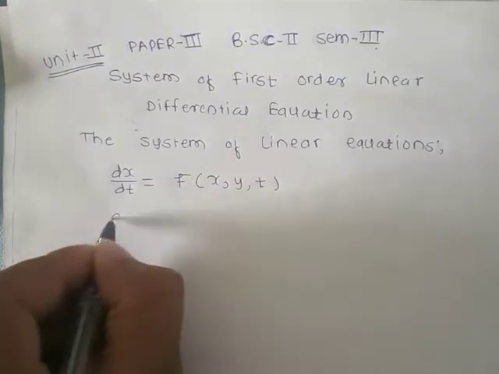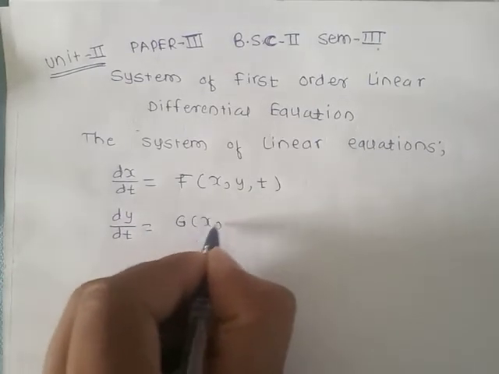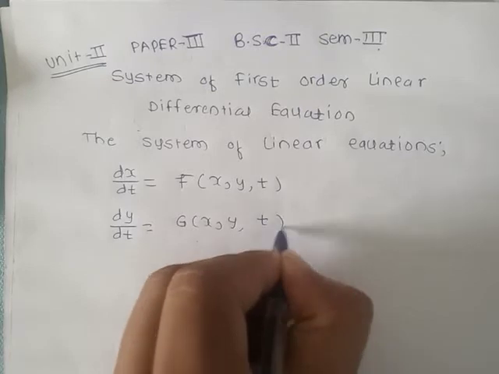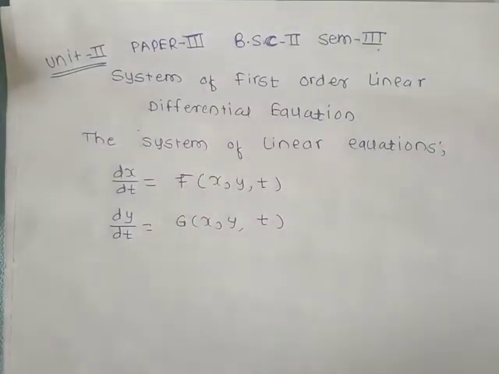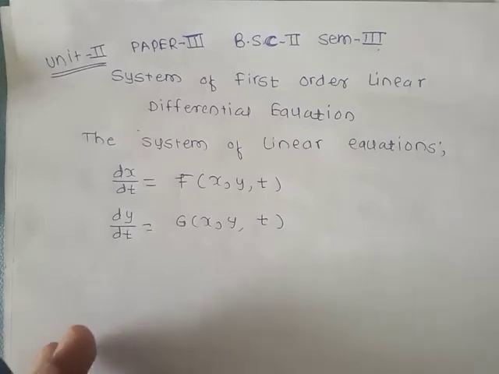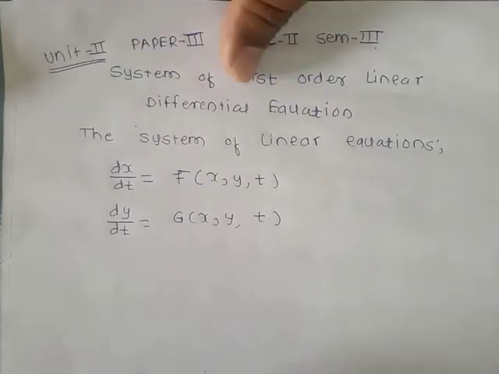t and dy by dt is some function g of x comma y comma t, where f and g are the linear functions of the variables x, y and t. This is called as a system of linear equations in the variable x, y and t, where x and y are the dependent variable and t is my independent variable.